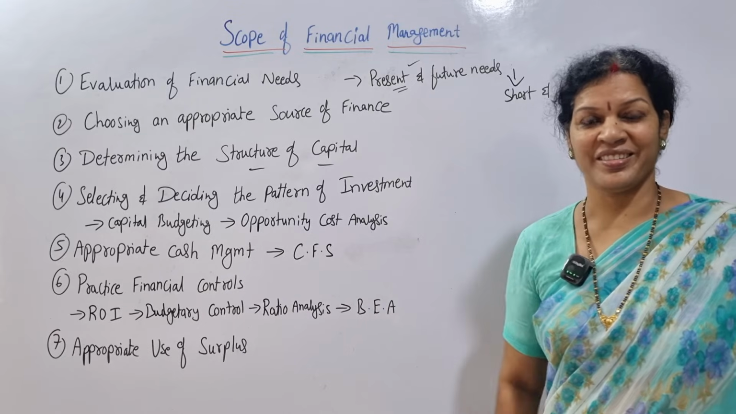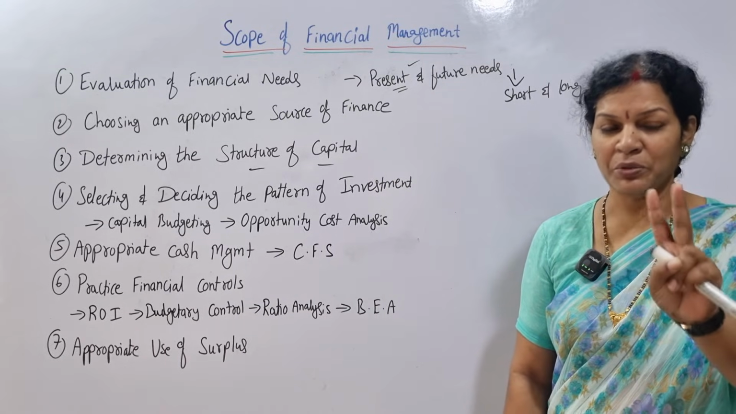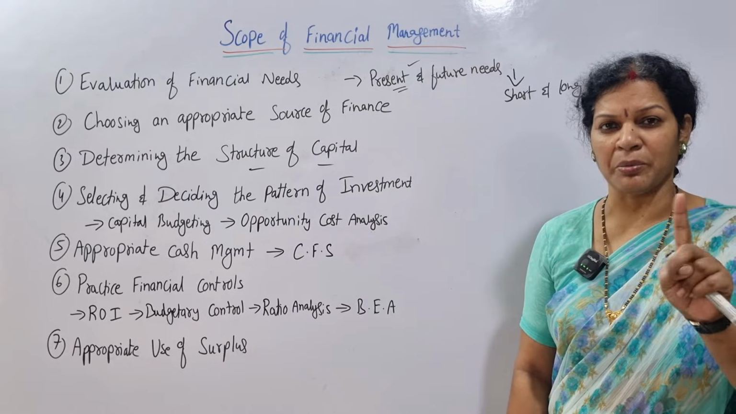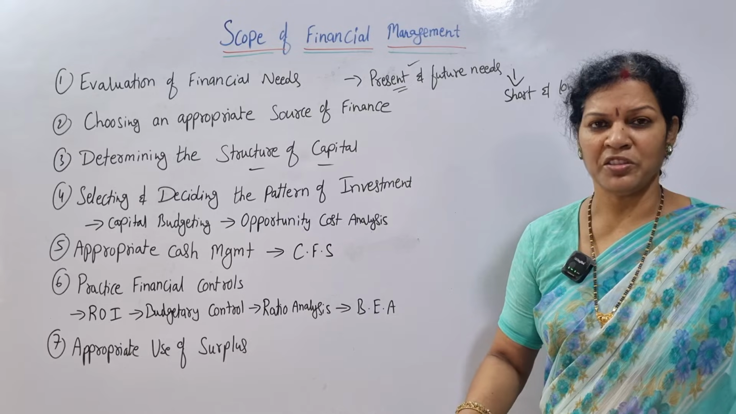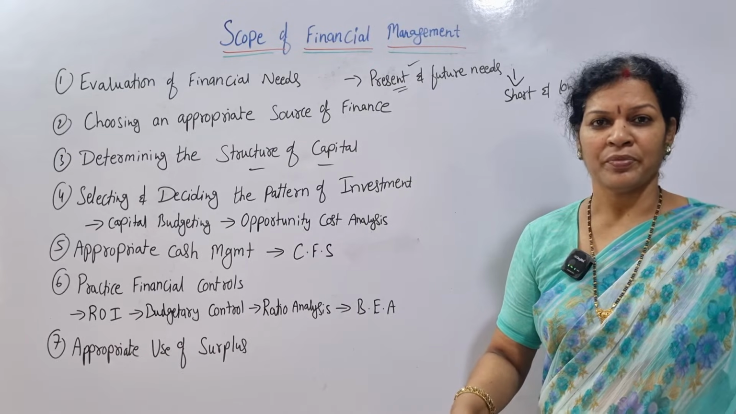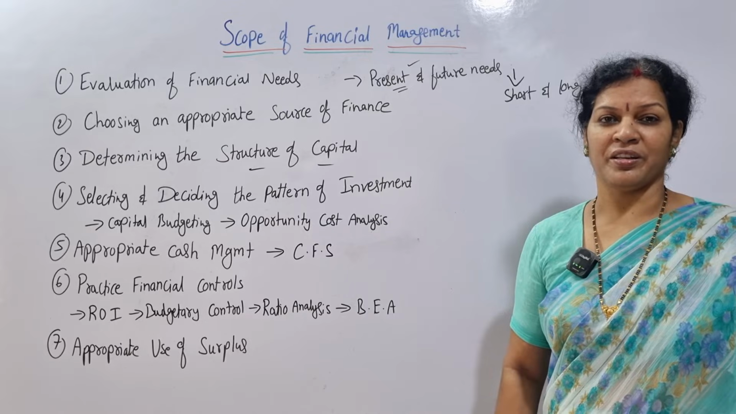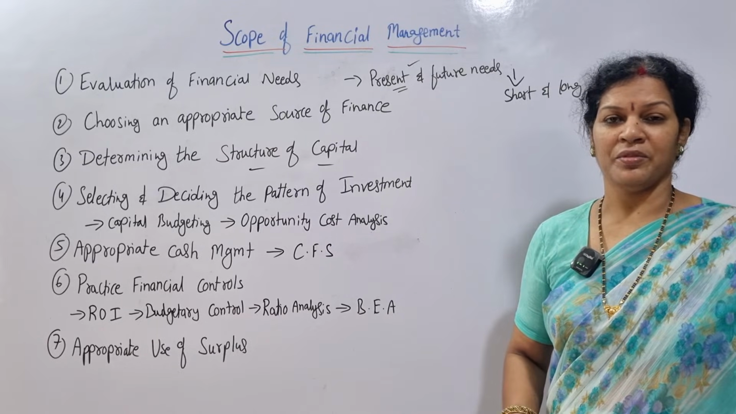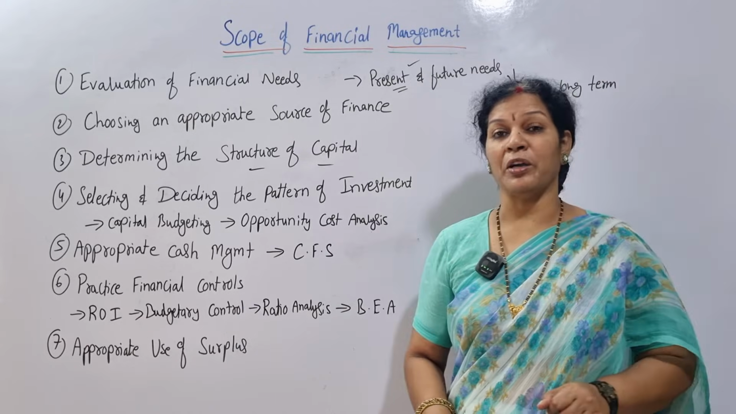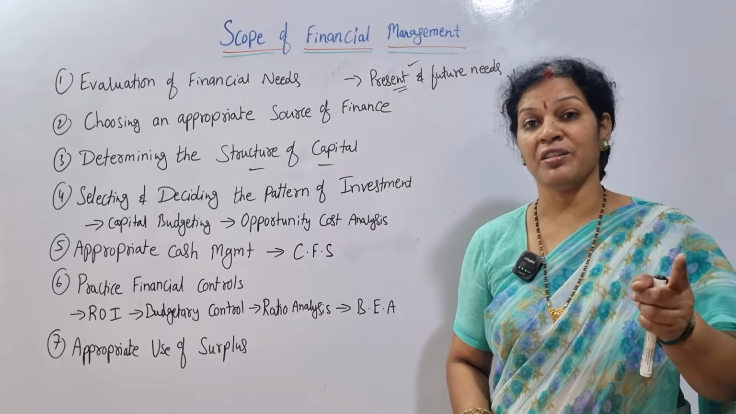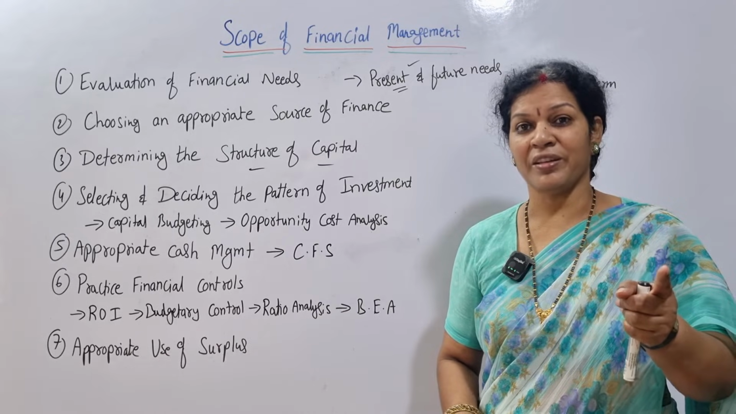How do I invest? Two ways are there to invest. Whenever you want to invest, two things you have to remember: long-term investment and short-term investment. Long-term investment means purchasing assets, where your investment is blocked for more than 1 year. Whenever I want to go for long-term, you need to be very careful, because this long-term investment is irreversible for some period.